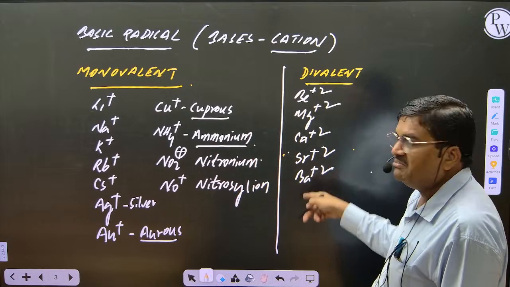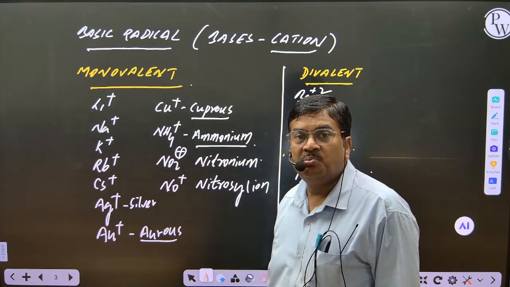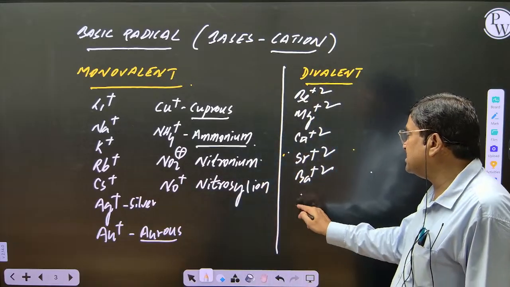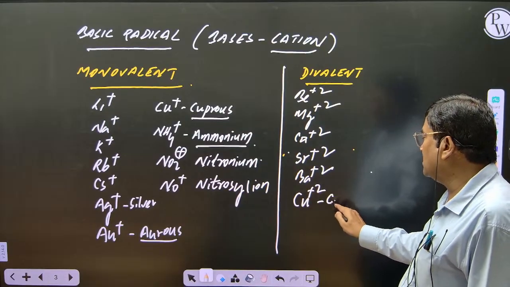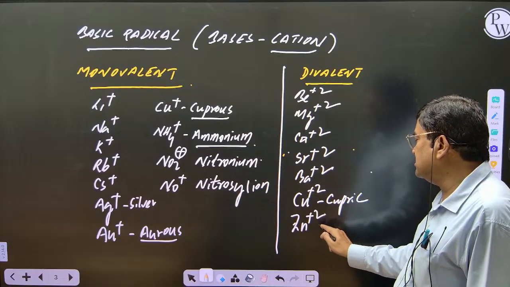These are all bivalent. As well as copper, we took cuprous here. Now I am taking cupric. See the difference between cuprous and cupric. This is cupric. And you know zinc. Zinc exists as Zn plus 2, zinc ion.